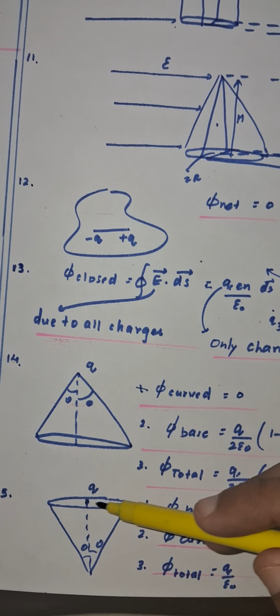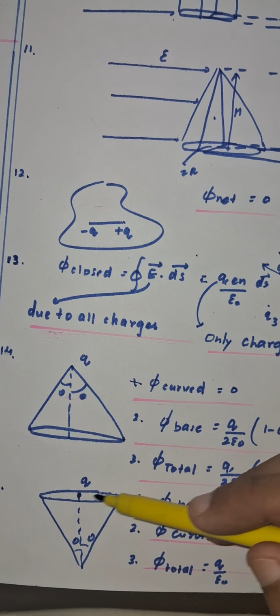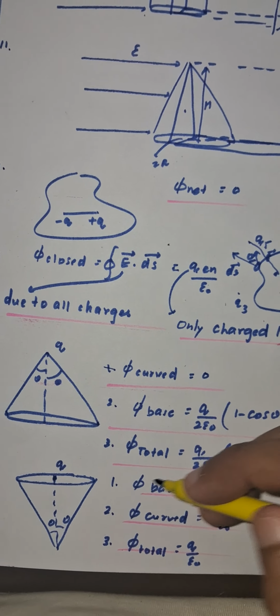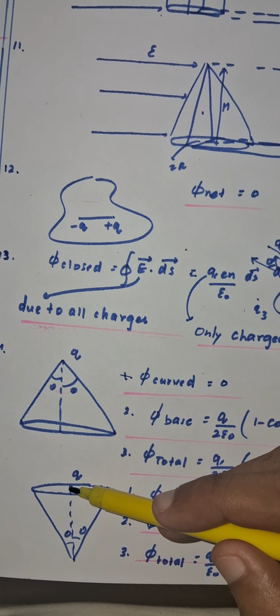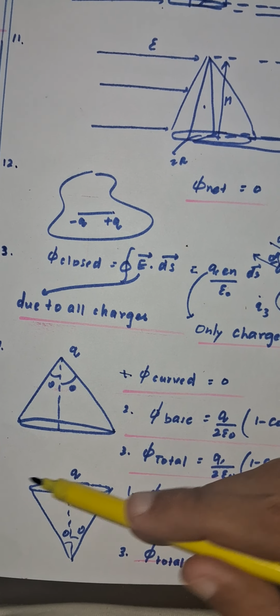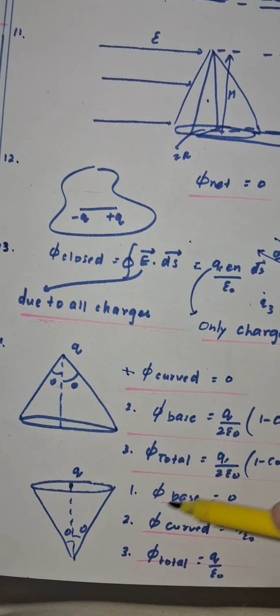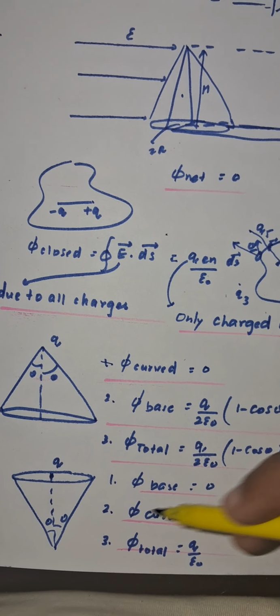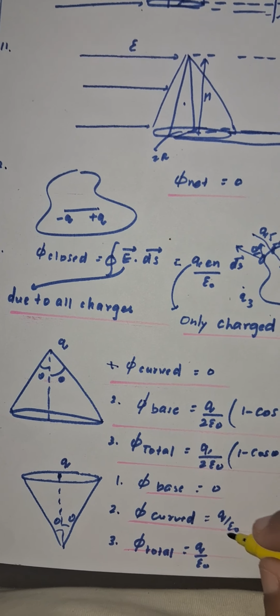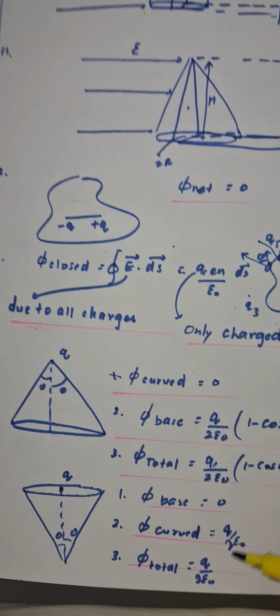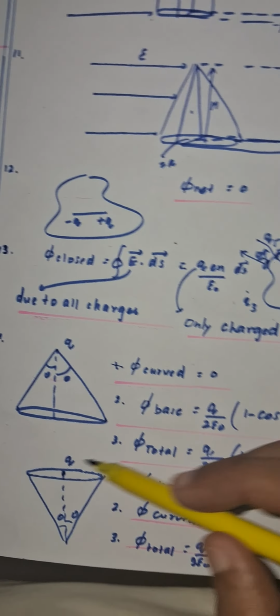Now there is another interesting question. If we place the charge q at the base, then flux through the base will be zero, because of the same reason: here the electric field will be in the plane and the area vector will be perpendicular to the plane, so flux through the base is zero. Flux through the curved surface here will be q by 2 epsilon naught. So this argument can be derived from symmetry.